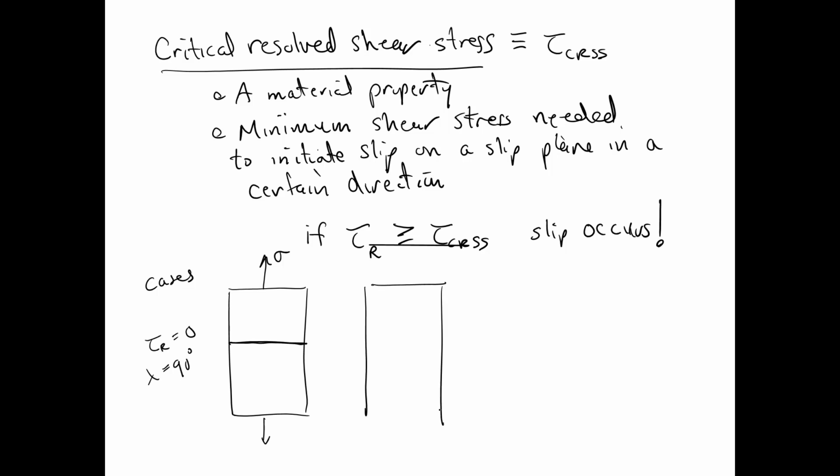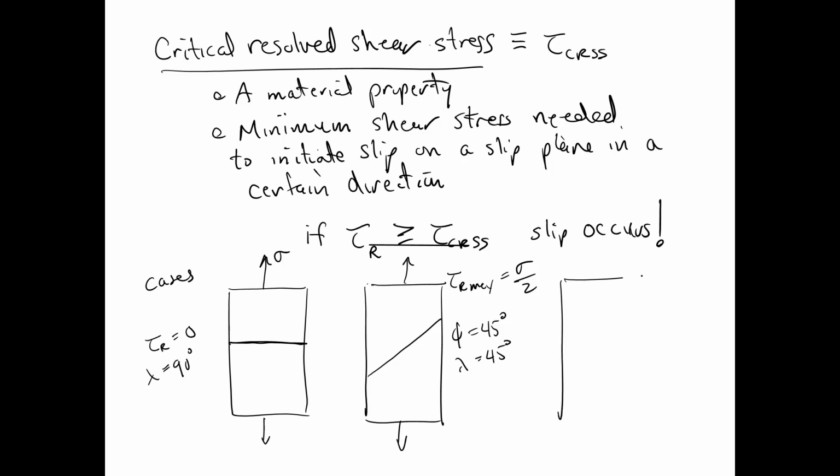We could take a look at a situation like this. It's at a max here. Tau sub r max is equal to sigma over 2. That's when phi is 45 degrees and lambda is 45 degrees. And those of you that have had some mechanics and statics know that the maximum shear planes are at 45 degrees relative to a tensile axis. And finally, we could say, what if the slip planes were oriented vertically, like this? Well, in this case, the resolved shear stress is 0 again, because now phi is 90 degrees.